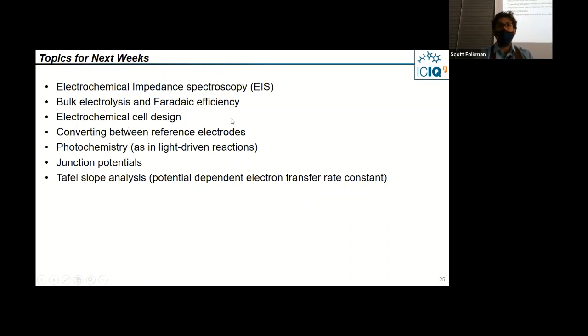Electrochemical cell design, including H cells, U cells, the use of a membrane, converting between electrode reference potentials. I have a little trick that makes it easier conceptually, as well as an Excel program that will rapidly convert between reference electrodes, photochemistry for light-driven electrochemical reactions. We'll talk a little bit about junction potentials, and we'll talk a little bit about Tafel slope analysis. And then if anyone else has a topic that I didn't mention on there that you'd really like to cover, feel free to email me. I'll see if I can cover that as well.